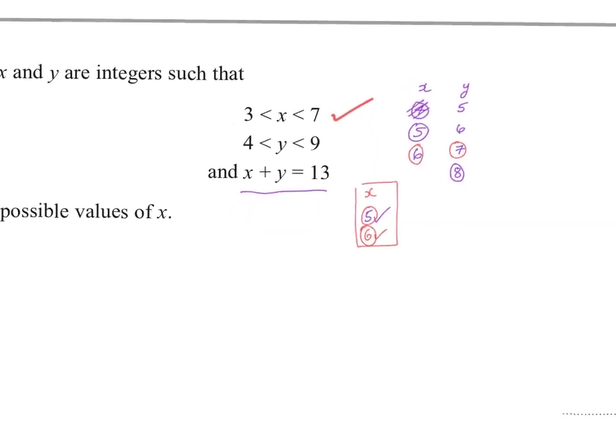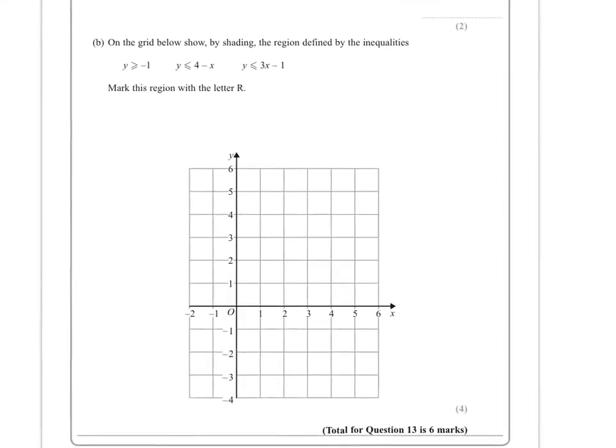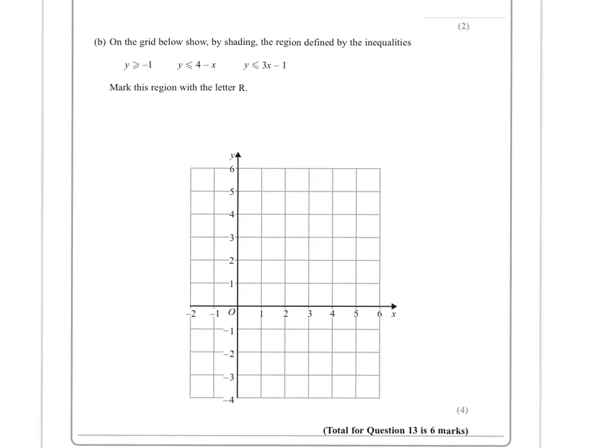So let's have a look at the next part. Well, here we have 3 inequalities that need satisfying, and once we've satisfied those, we should be able to find a region which we can label with a capital R. Now, the way that I usually do these is to treat them as if they were just equalities, i.e. equal signs to start with.